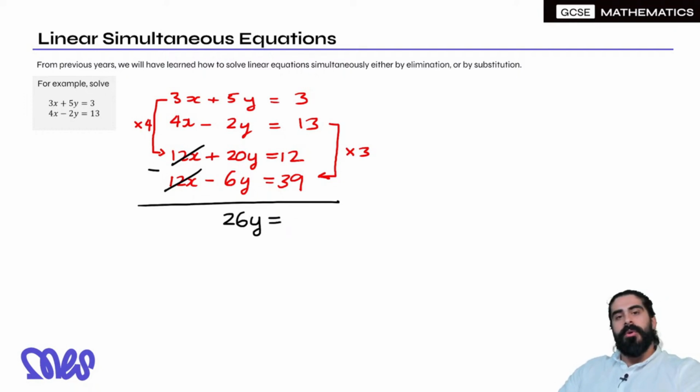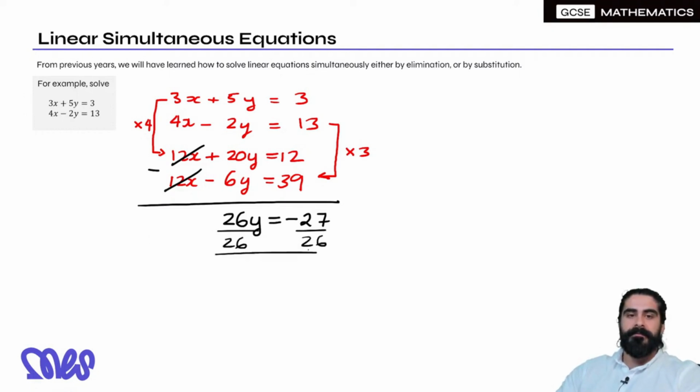equals 12 minus 39. 12 minus 39, the way I do is I just do 39 minus 12, and then I just make it negative. 39 minus 12 is 27, but because we were doing 12 minus 39, it's actually negative, yeah? Then to get y, we divide. So we're going to divide both sides by 26. So that cancels, so our y value is minus 27 over 26.